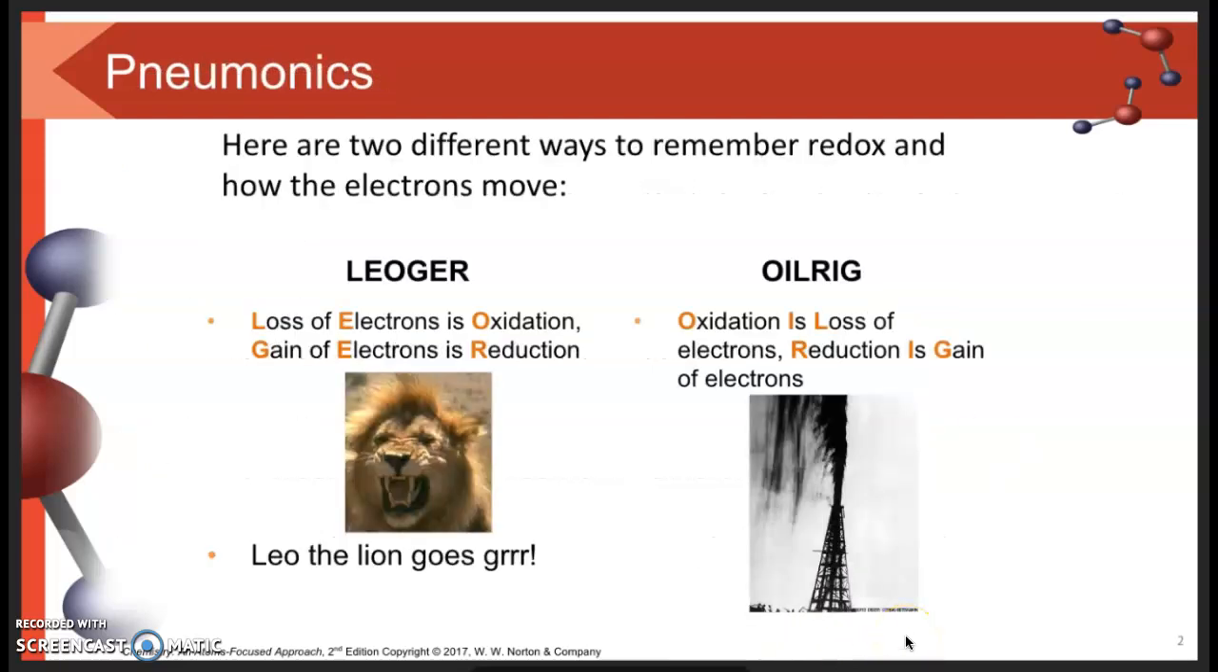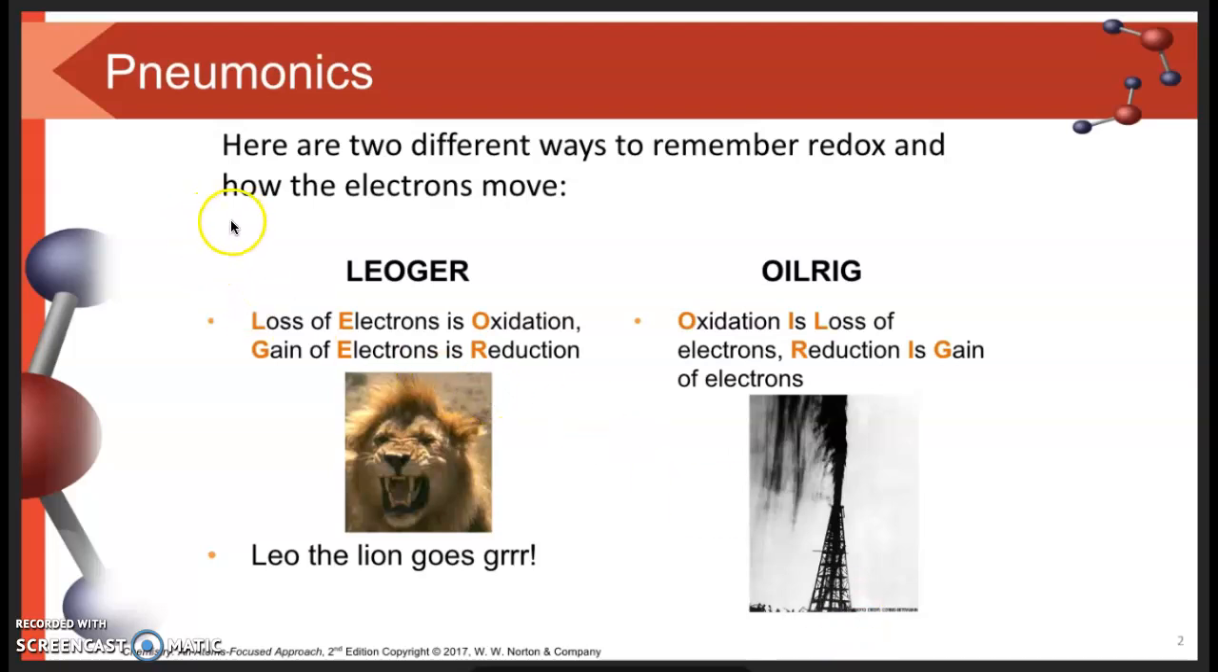Now, it is very common and very easy for students to get the two terms confused and to identify things as oxidation when they're actually reduction and vice versa. The easiest way around this is through mnemonics, just little clever tricks to help us remember which direction is which. So there are two common mnemonics that are used.